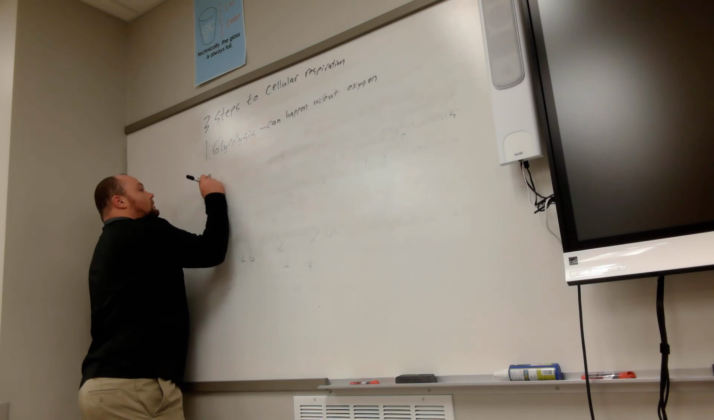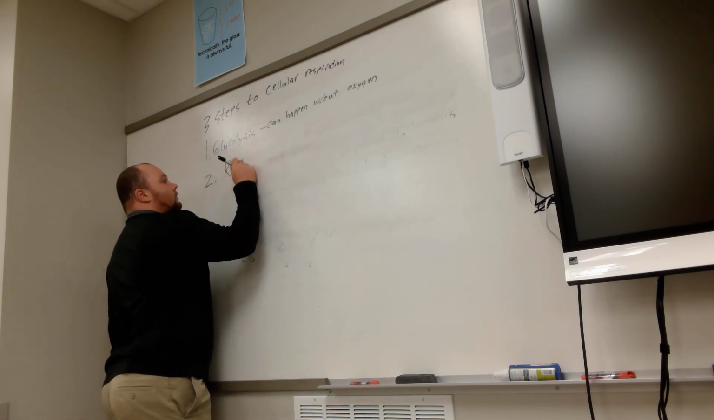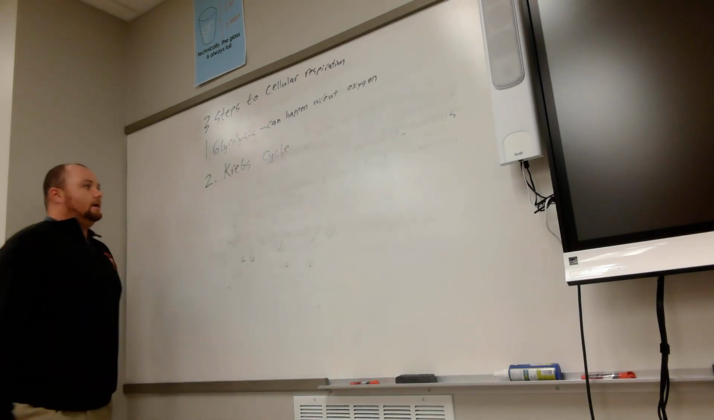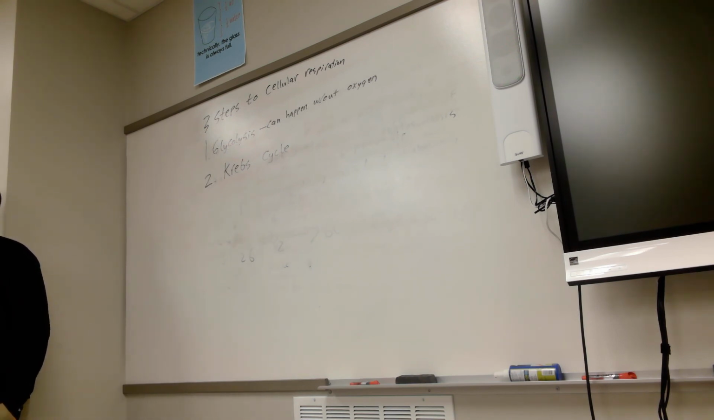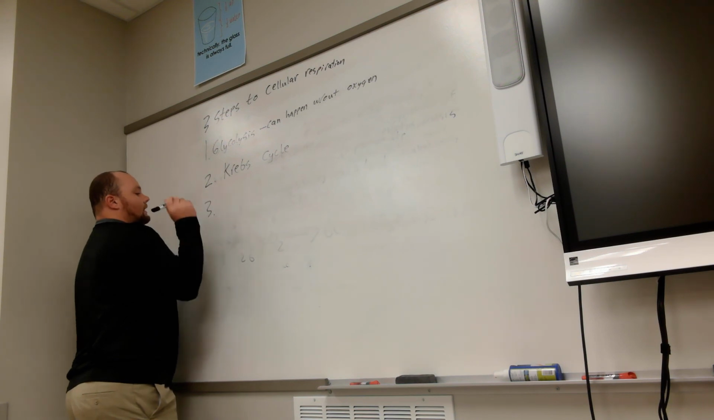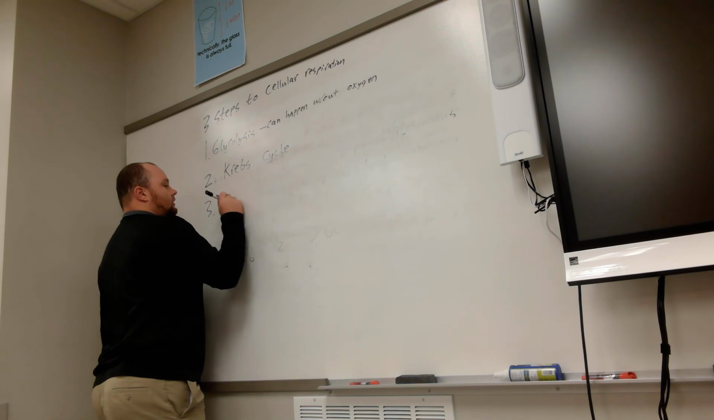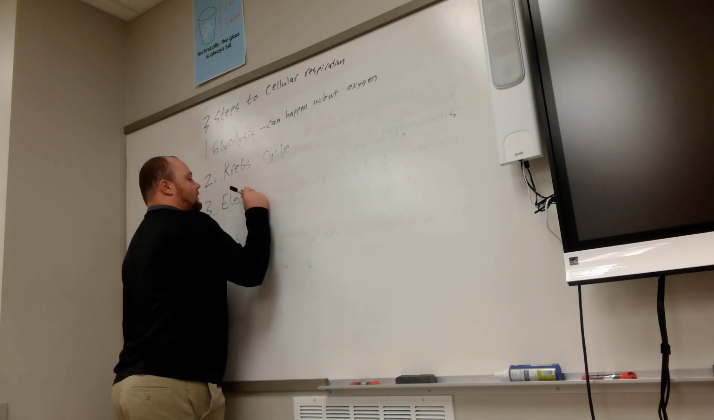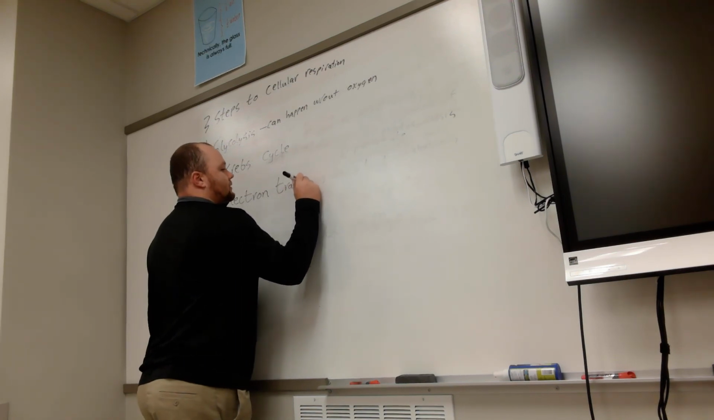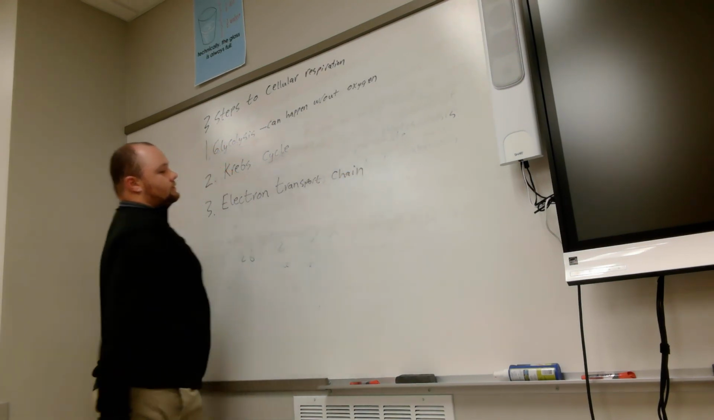Okay? Step 2 is called the Krebs cycle. Alright, we're making some stuff here. You'll learn more about it during cellular respiration in biology. And step 3 is called the electron transport chain. Okay? Those are the 3 steps.